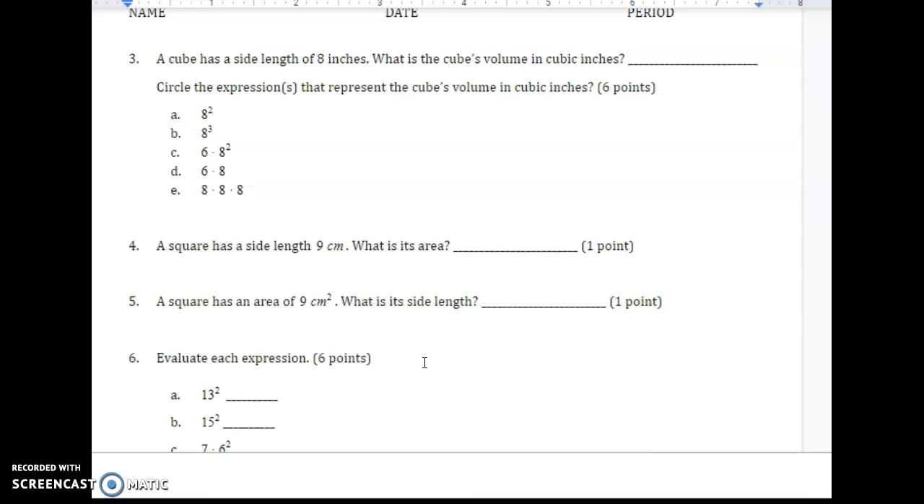Question 4. A square has a side length 9 centimeters. What is its area? Question 5. A square has an area of 9 centimeters squared. What is its side length?